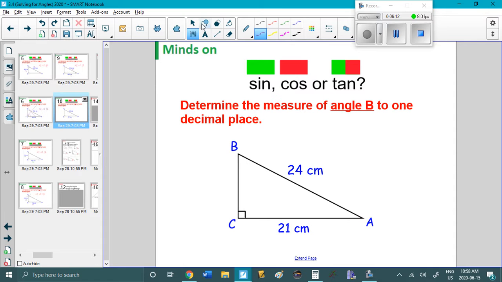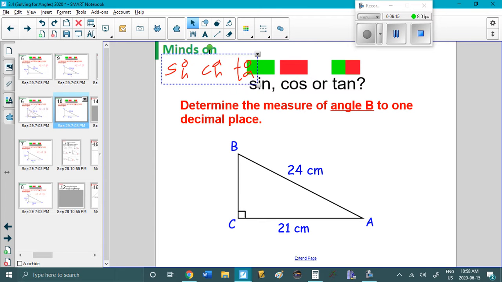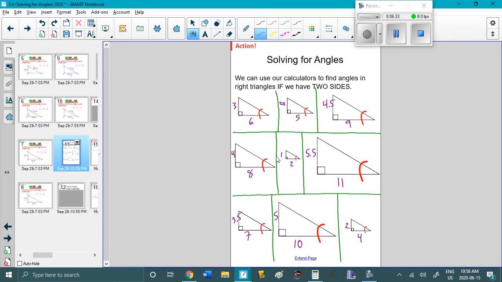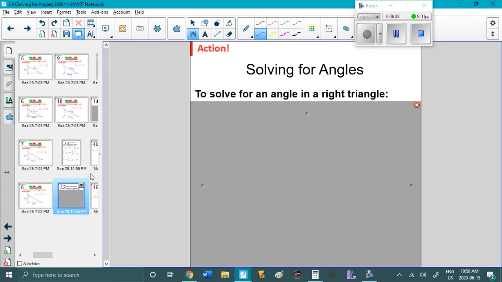All right, last one. Please pause it and try it. Angle B. Here's angle B. We have the opposite. We have the hypotenuse. O and H is sine, so we would use sine. All right, so I'm going to skip this part. This was more of an investigation for class, so we'll jump right in.